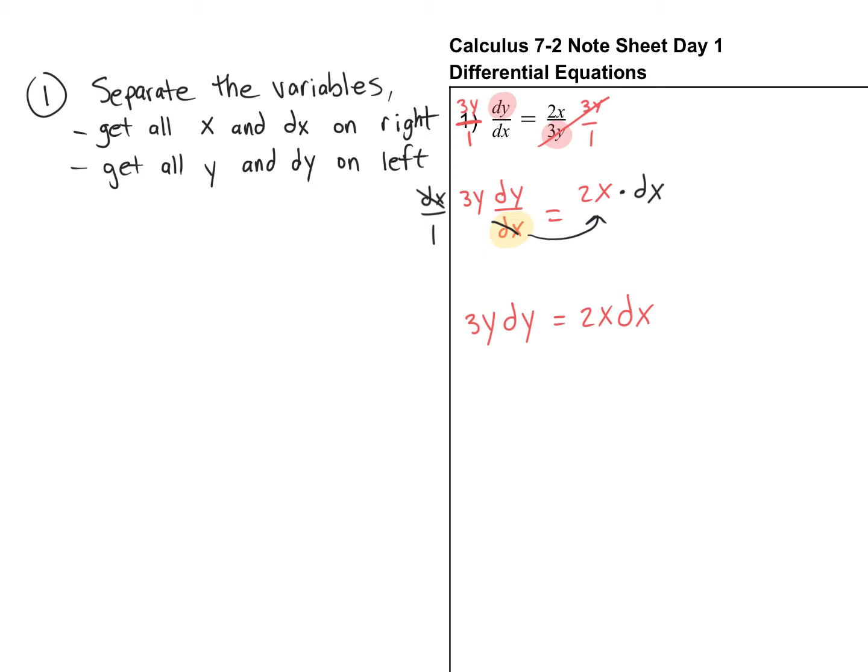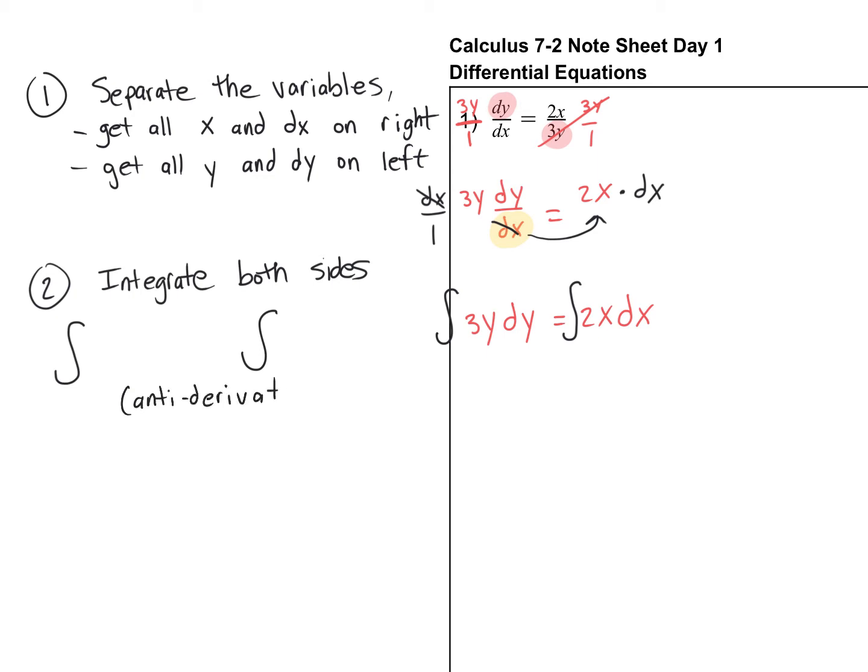Now, the second step, I'm going to come back over here, is to integrate both sides. So what does that mean? That means we put a big elongated S on each side of the equation, and it looks like this. All right? So we're going to put an elongated S on the left side and an elongated S on the right side. Now we have two indefinite integrals. So we know what that means. We take the antiderivatives.